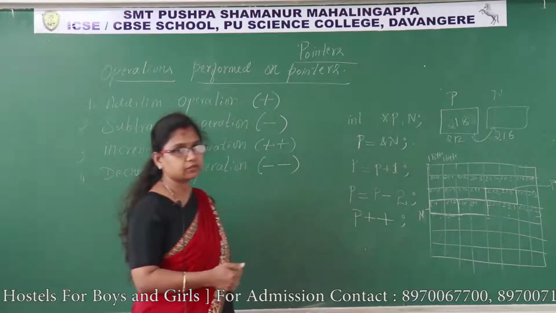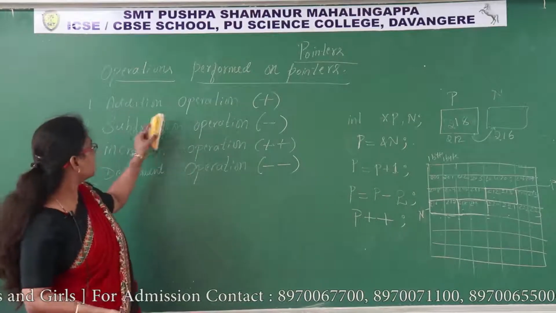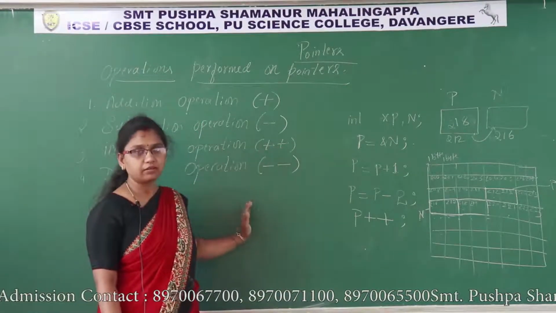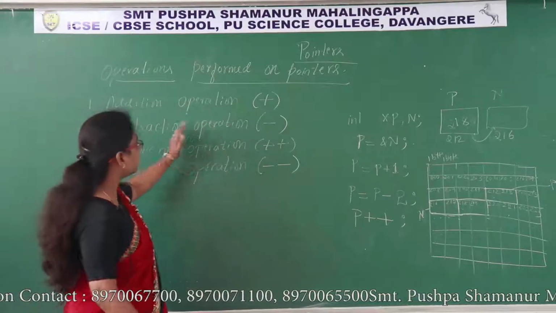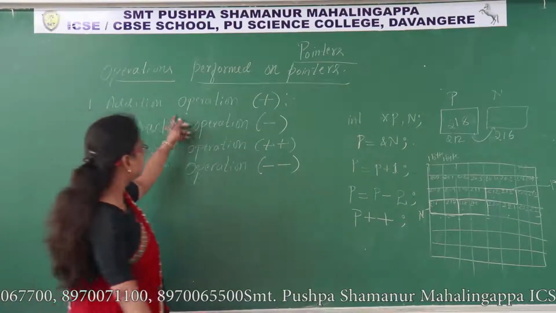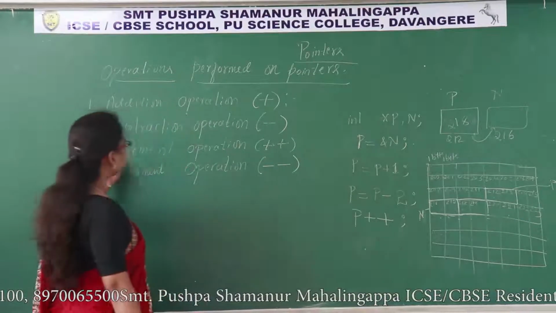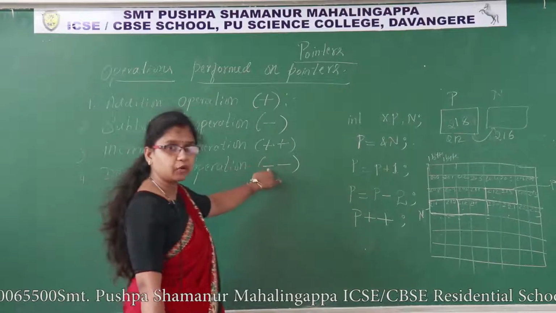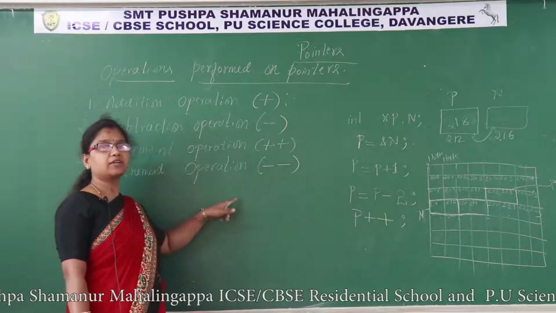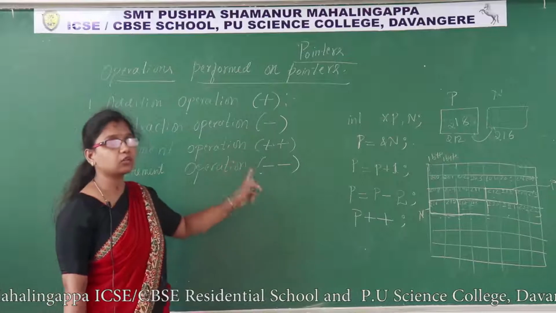So in this way you have to understand the addition operation on pointers. You should not write like this, I have just mentioned the addition operation. We can add an integer to the pointer. Operations performed on pointers, we have to write the explanation here. We can add an integer to the pointer. We can subtract an integer from a pointer. Then the increment operation. We can increment a pointer, we can decrement a pointer. Like that you have to write. We can add pointers, we can subtract pointers. You should not write like that. We can add an integer to the pointer.